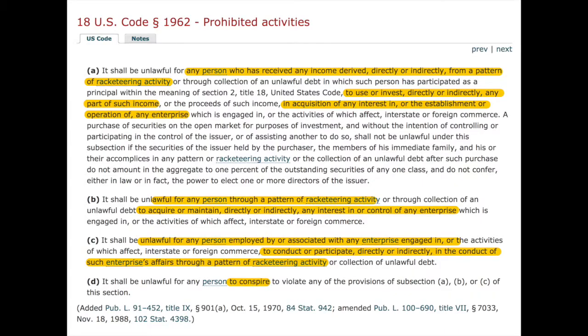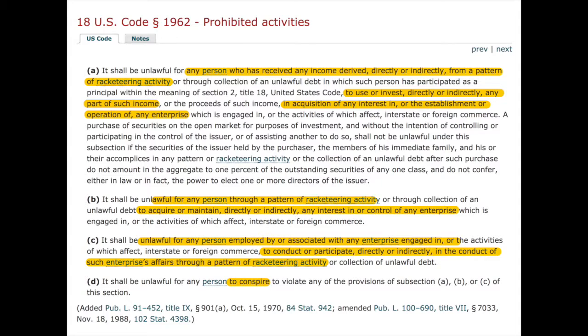When you look at 18 U.S.C. 1962, you see that there are four subdivisions. In layman's terms, to simplify, 1962A is basically a money laundering provision. 1962B is a loan sharking provision. 1962C is a catch-all that essentially applies to much more general types of activity. And 1962D is a conspiracy subdivision.